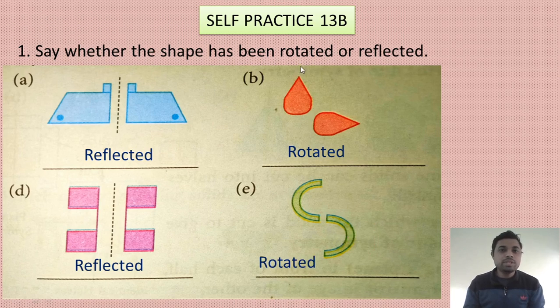Okay, so when you see rotated or reflected, just see the middle line, and if no middle line is given, just see whether the distance between one point of the original object and the corresponding point of the reflected object is the same distance or not. Is it clear?